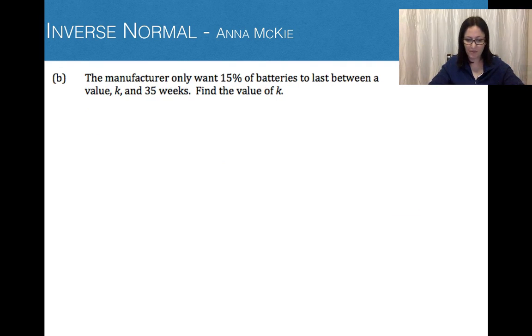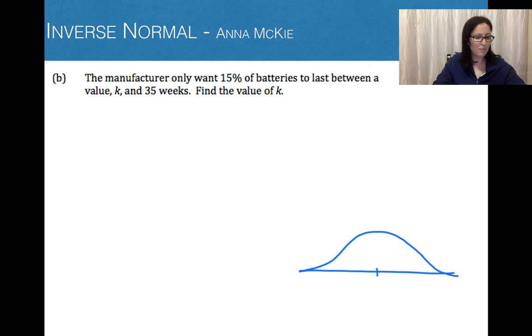Now the next part is, this time around, the manufacturer only wants 15% of batteries to last between a value, K, and 35 weeks. And we have to find that value. Again, a picture, very handy. What are we actually working out here? I'm going to undo that. I'm going to do a slightly bigger picture. Right. So, put on your mean of 33.2. Put on any information that you know to help you work out exactly how you solve this, because it might not be obvious to start with.